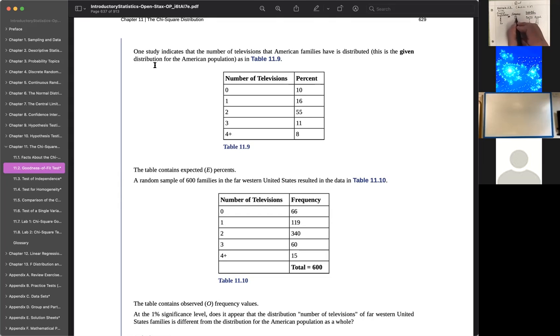119. I'm going to go to my paper in just a second. I'm just copying down the problem. 340 had two televisions. 60 have three televisions, and 15 households had four or more televisions. They were asking 600 people right here.